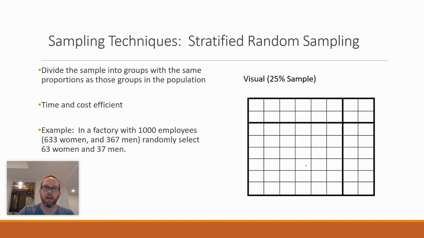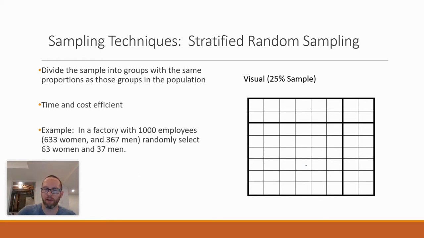The next is stratified random sampling. In this case, we divide the sample into groups with the same proportion as those groups in the population. A really simple example is, let's say your factory has 1,000 employees, and there's almost double the amount of women than men: 633 women, 367 men. So if you're sampling 100 people, it would be more fair to have your sample have that same proportion of men and women. So 63 women, 37 men.